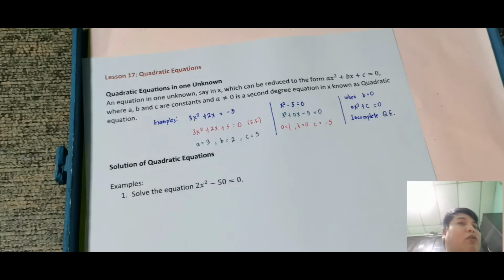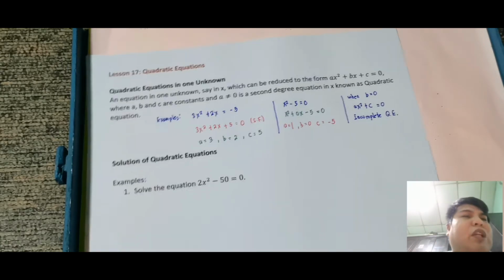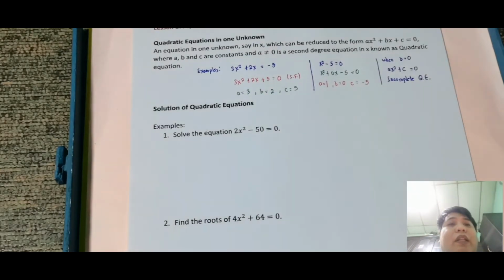So, probably mag-2 unknown din ako dito. May mga solution diyan. So, pag-usapan na natin ang solution of quadratic equation. Ito muna, may manipulation muna. Gawin natin, kasi i-check ko rin after that. So, let's have example or examples.